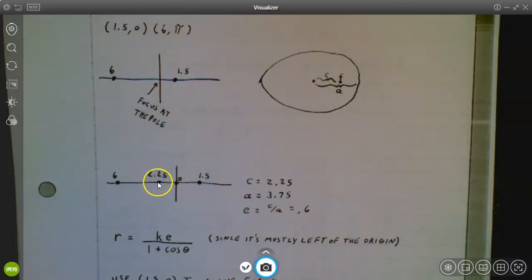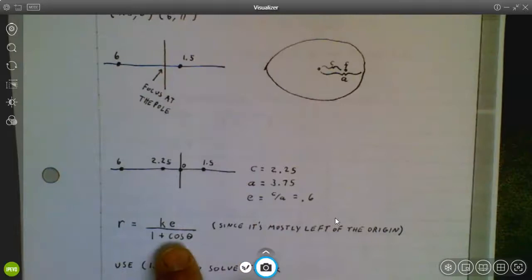So my C value is simply the distance from the center to a focus. And remember, our focus was right there at the pole at 0, 0. Our A value is the distance from the center to either vertex. So I just subtracted those to get the 3.75. My eccentricity, which should just be C over A, is going to be the 0.6.